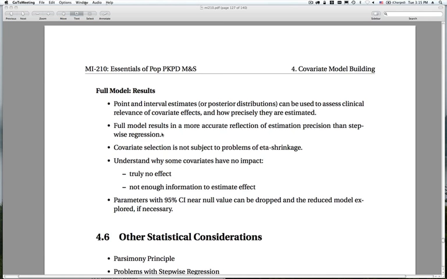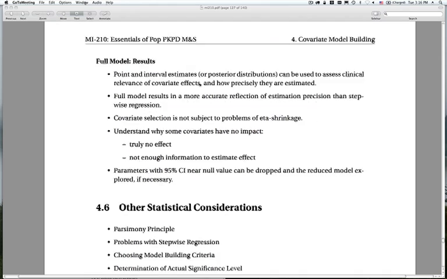Covariate selection here is not subject to problems of eta shrinkage. We're not basing the selection on eta diagnostics. And it allows us to understand why some effects have no impact. Is it because there's no effect, or there's not enough information in the data set to estimate that? And we can remove the effects if necessary and move forward with a reduced model. So that's the full model.